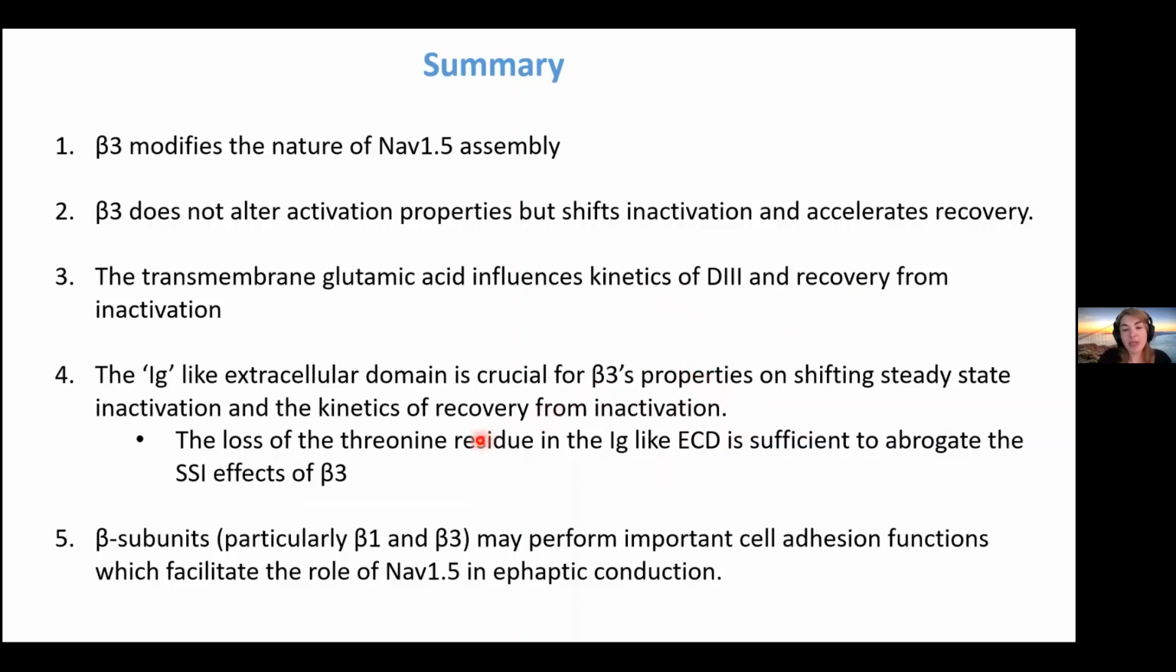And quite interestingly, losing just that single threonine residue in the extracellular domain is sufficient to abrogate the steady state inactivation effects, suggesting that that region is very important for alpha-beta and beta-beta interactions. And so the beta subunits, particularly beta 1 and beta 3, may be performing important cell adhesion functions which facilitate the role of NaV 1.5 in ephaptic conduction.